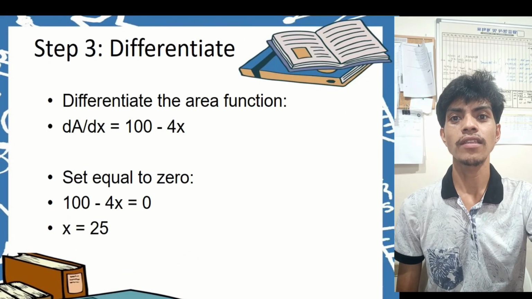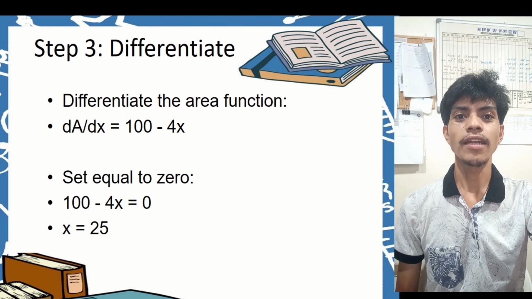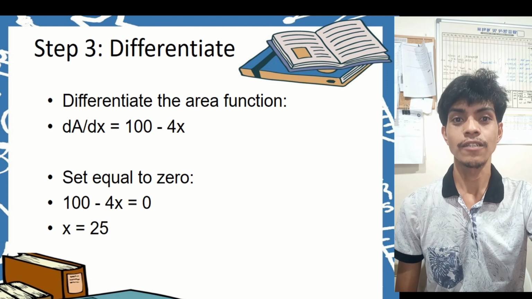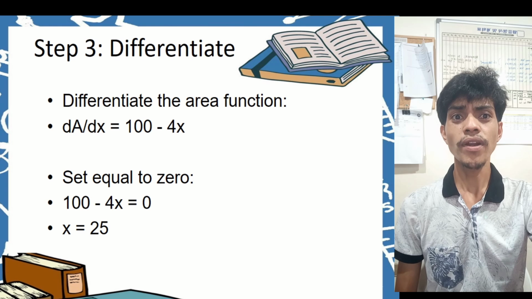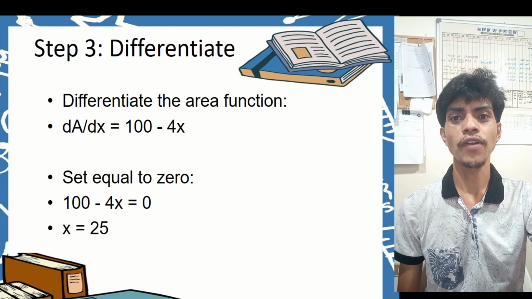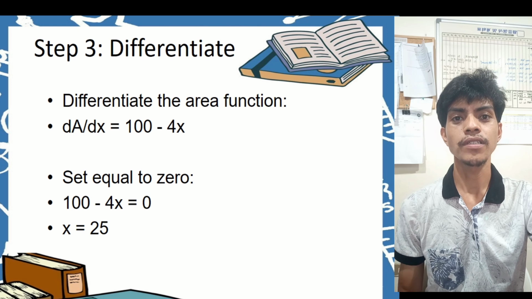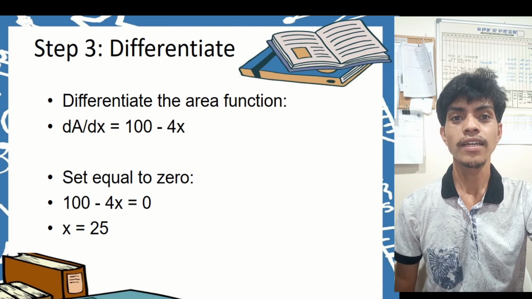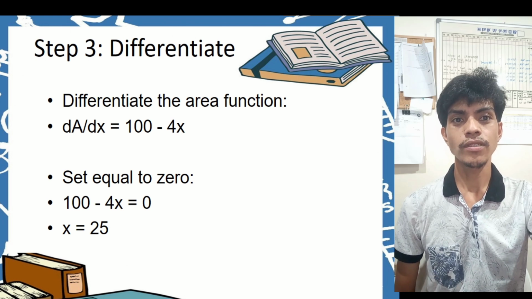So we differentiate the function with respect to x, and we write dA over dx equals 100 minus 4x. Where does the 4x come from? As you see, in the first area, the term 2x squared, the derivative of 2x squared is 2 times 2x, which equals 4x.